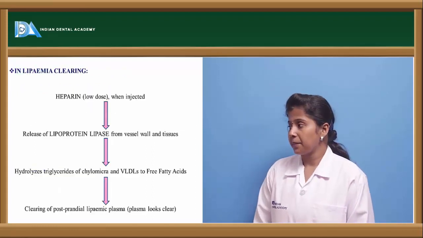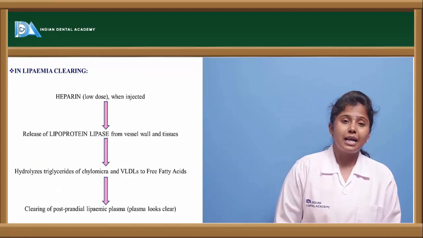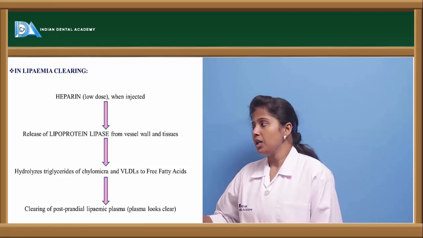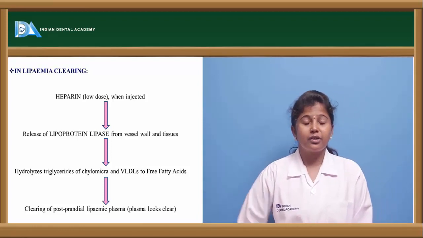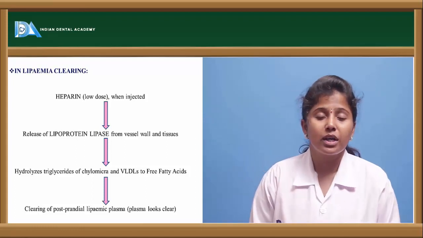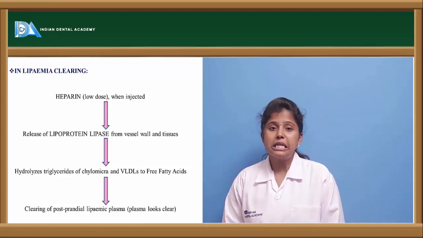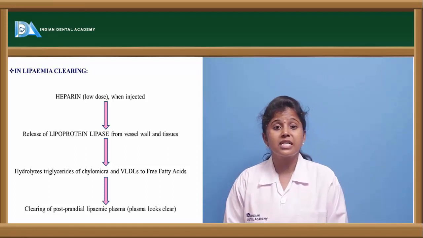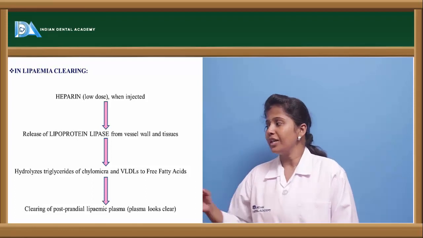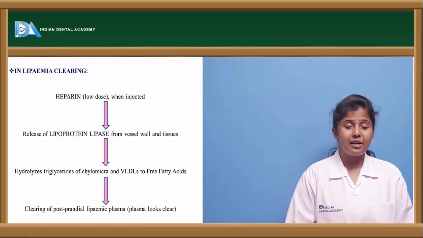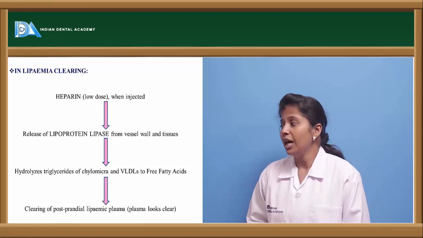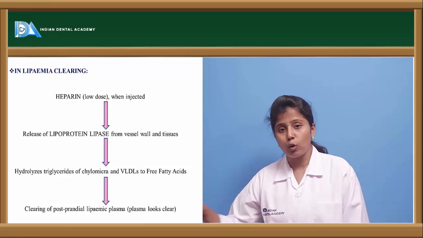And what are the actions in lipid clearing, how does it clear the lipids? When a low dose of heparin is injected, it releases an enzyme called lipoprotein lipase. This lipoprotein lipase is an enzyme which aids in breaking down the fatty acids. If the hydrolysis of the fatty acids takes place, then the deposition of these fatty acids at the blood vessel will be reduced, and thereby there will be free flow of the blood.